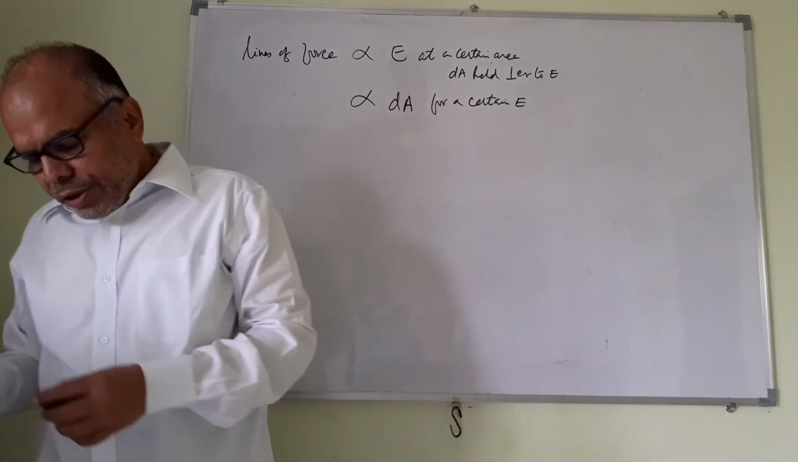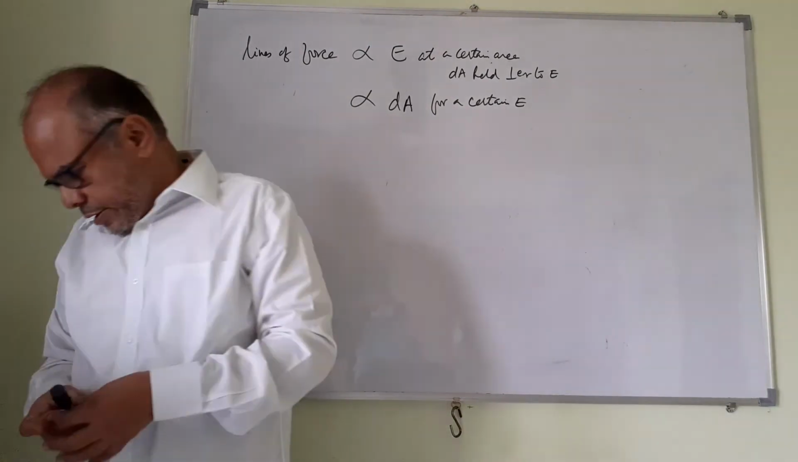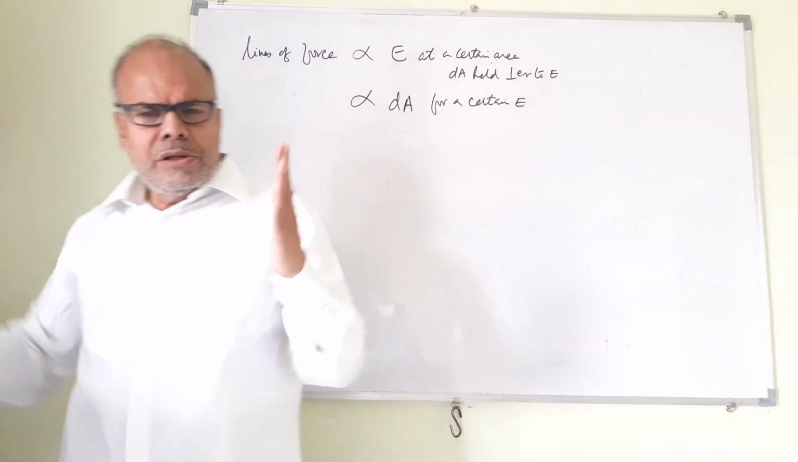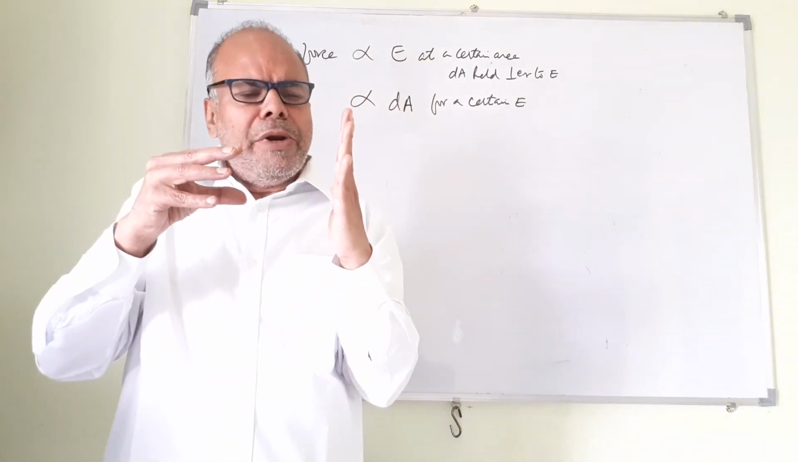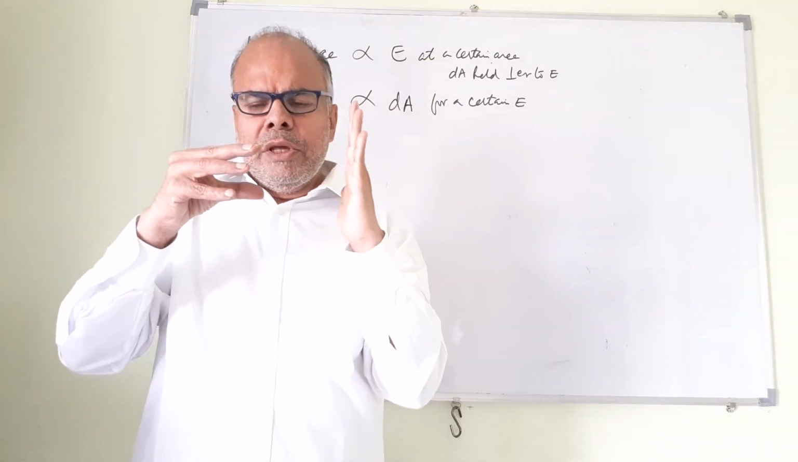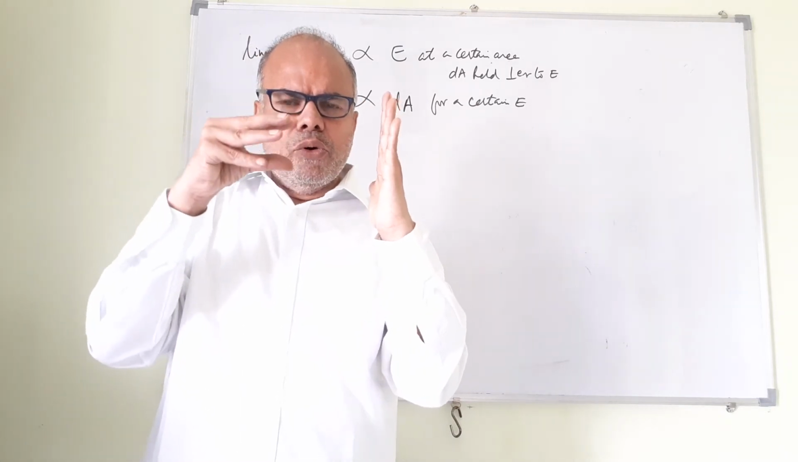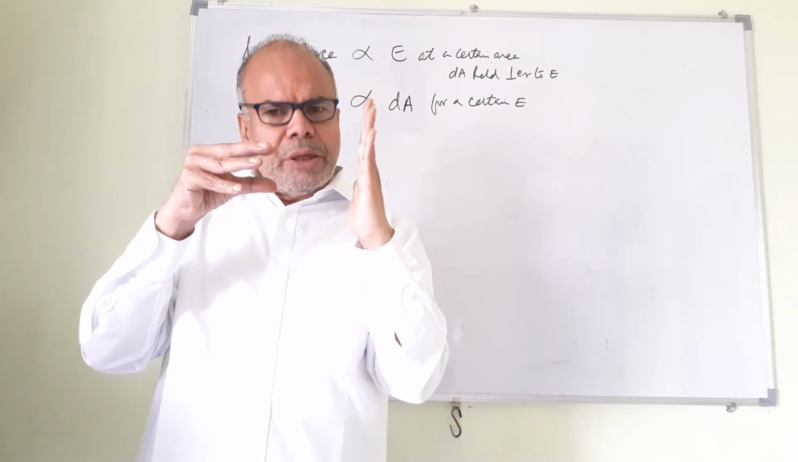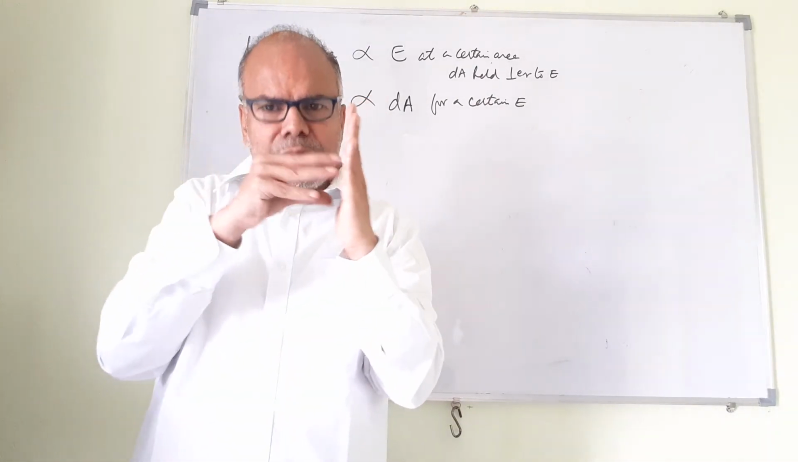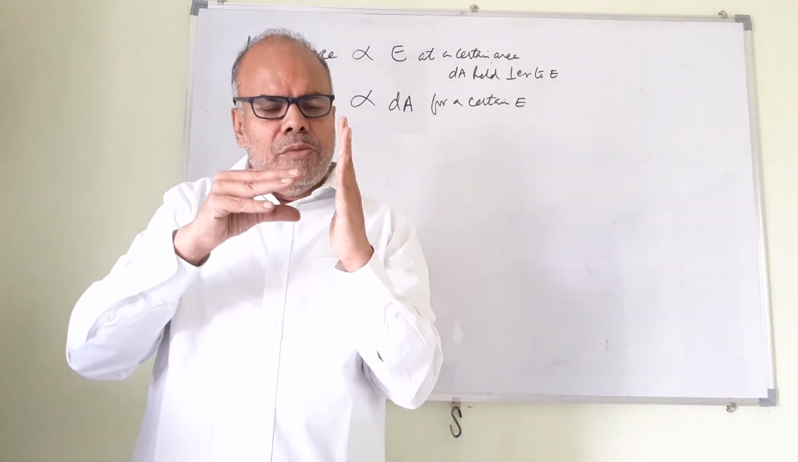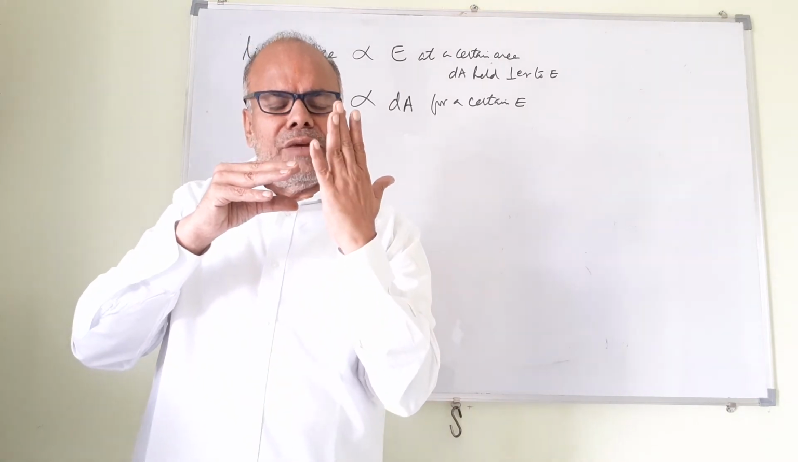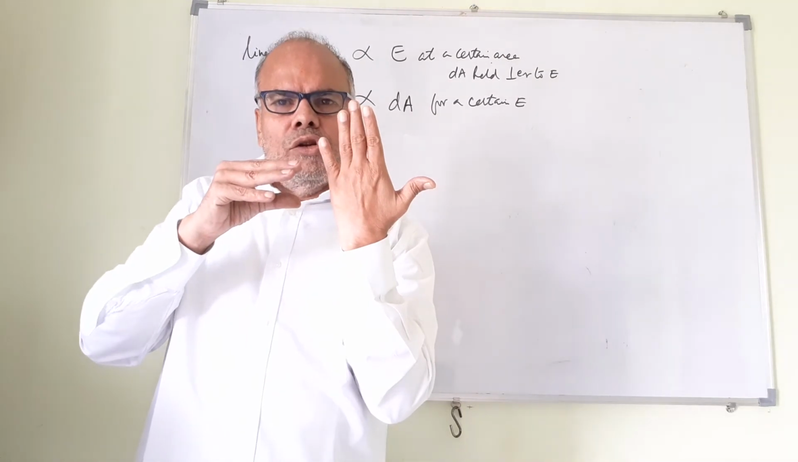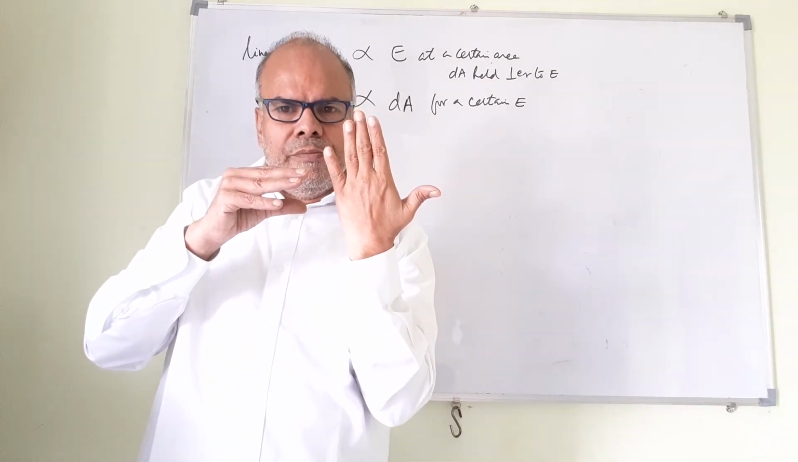Now, you must realize that the lines of force also depend on how you orient the area. If these are the lines of force and my palm is the area, if I hold it perpendicular to the lines of force, maximum lines of force pass through it. But if I turn it, a smaller number of lines of force would pass, and if I did it this way, no lines of force would pass through it.